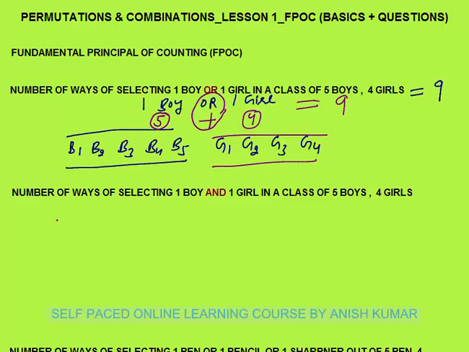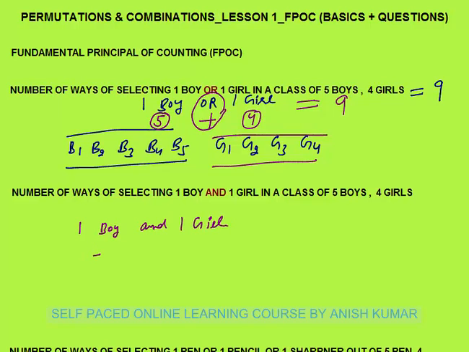Second is number of ways of selecting one boy and one girl. There is an 'and' there. We need to select 2 students now in a class of 5 boys and 4 girls. Let's say boys, again you should mention, are B1, B2, B3, B4, B5. Girls are G1, G2, G3 and G4. We need to select one boy and one girl.